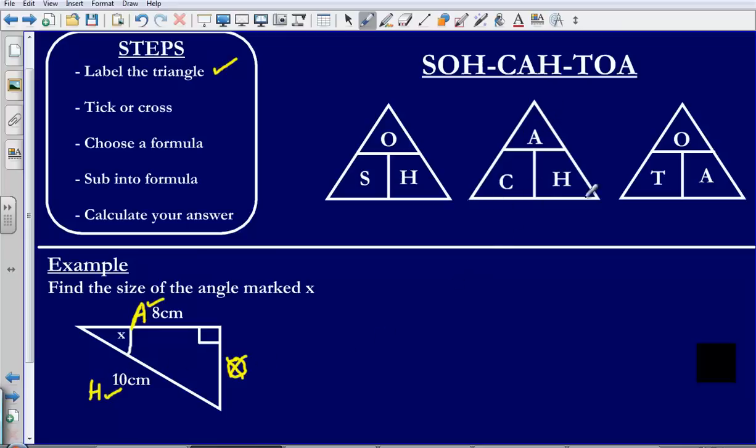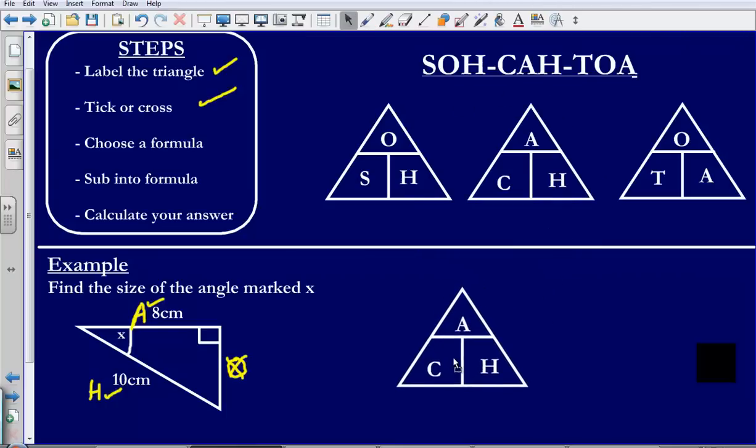So now that we've ticked or crossed, we can then choose a formula. We choose our formula based on the sides that we ticked. Here we ticked the adjacent and the hypotenuse, so we are going to select the cah formula. We can't select the soh or the toa because we are dealing with the A and the H. So we are using the formula which has A and H in it, so the cah.